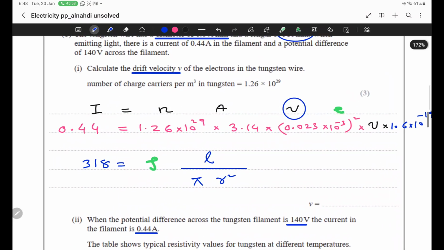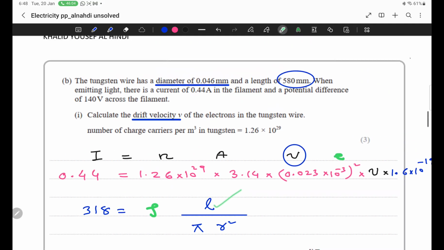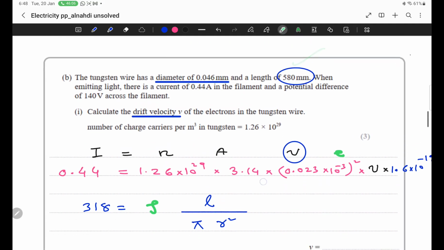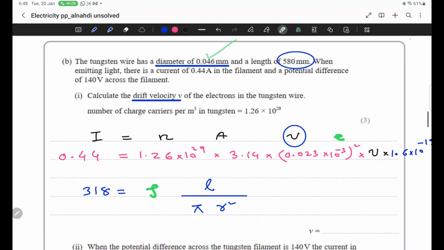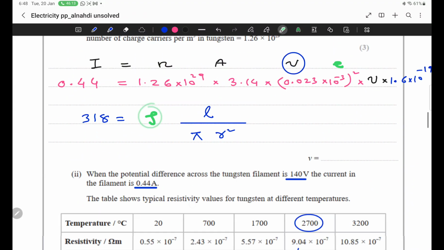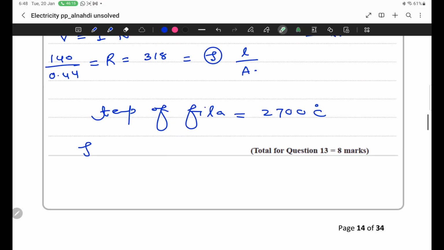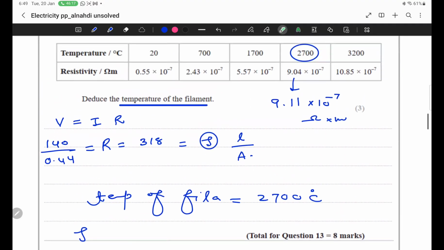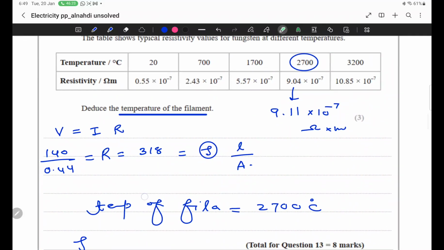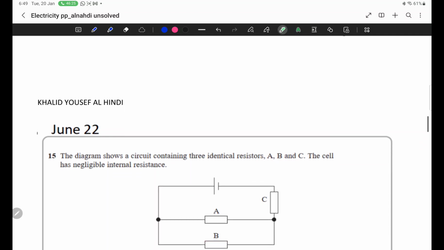Okay, Abdullah, sir, we have calculated resistance first by V equals IR. Sir, length is given, 580 millimeter. We are given diameter, so you can calculate area. So resistivity is 9.11, and the answer is 2700 degrees Celsius. So the question on page 13 is also completed.